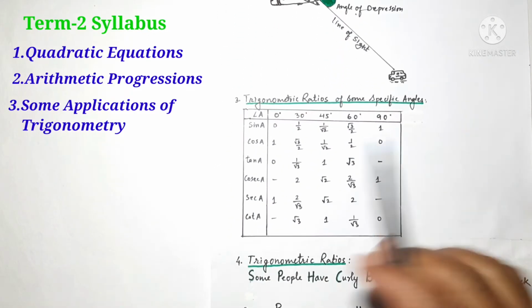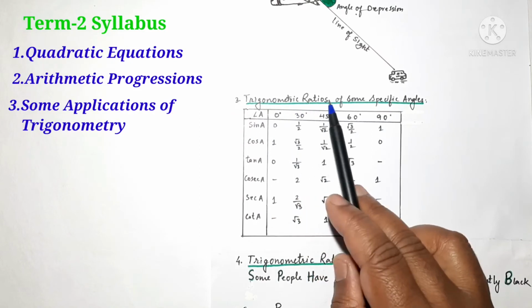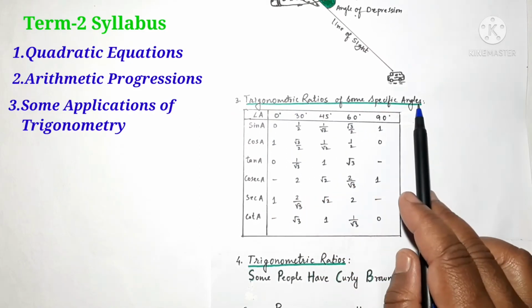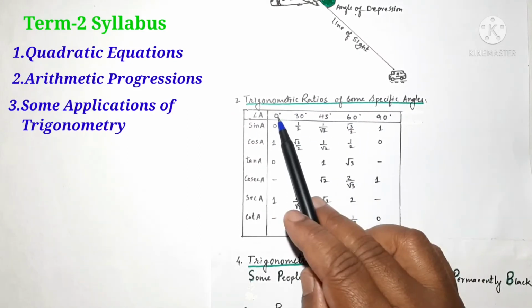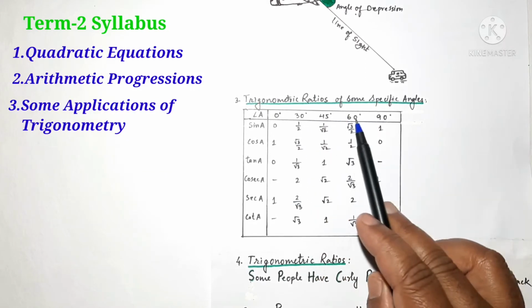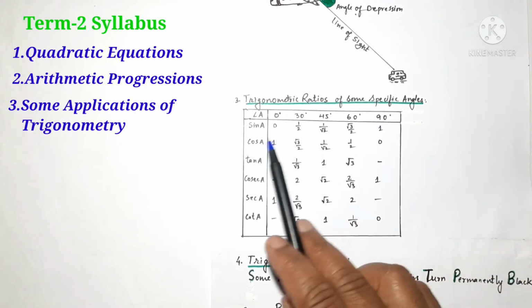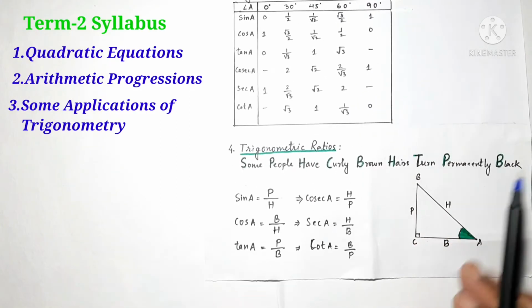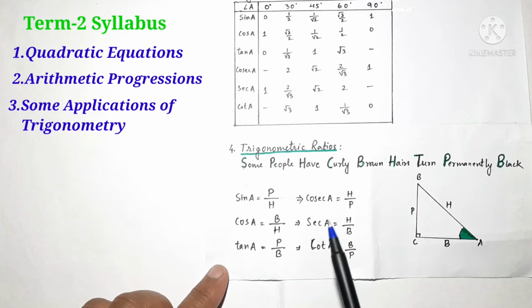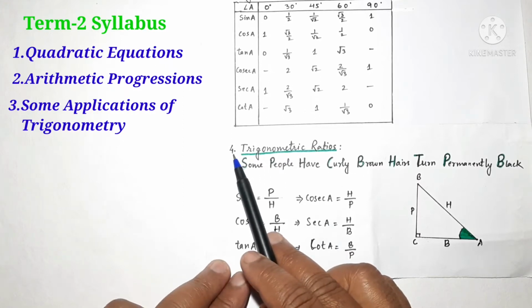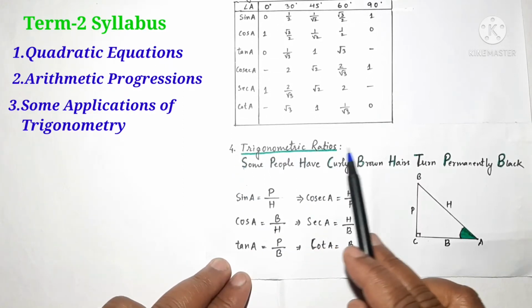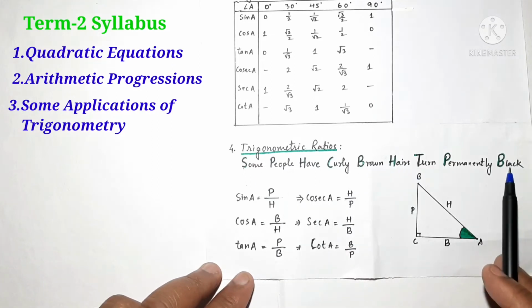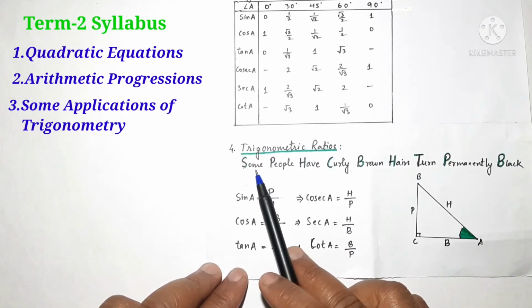Next, 3. You have to memorize trigonometric ratios of some specific angles. How many angles? 0 degree, 30 degree, 45 degree, 60 degree and 90 degree. I hope you know how to find out this. And the last topic that you have to know in this chapter is point 4. Topic number 4, trigonometric ratios. It is very simple and easy to memorize. You just need to memorize this sentence.